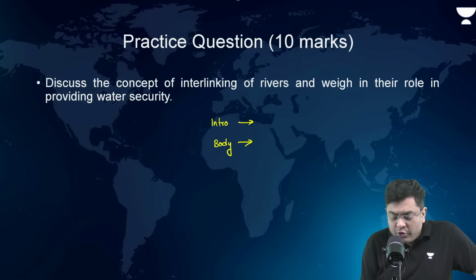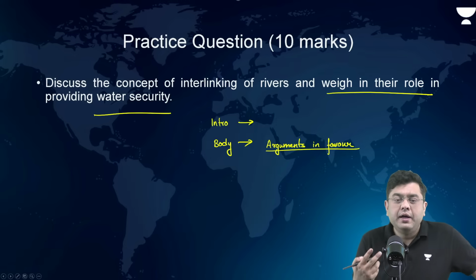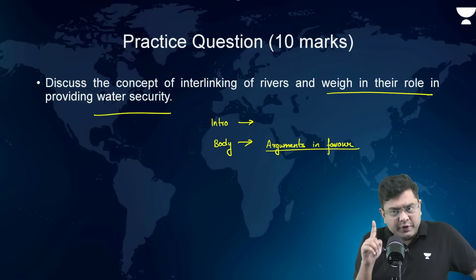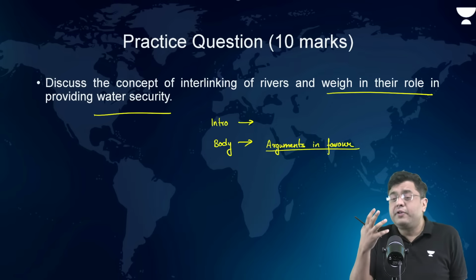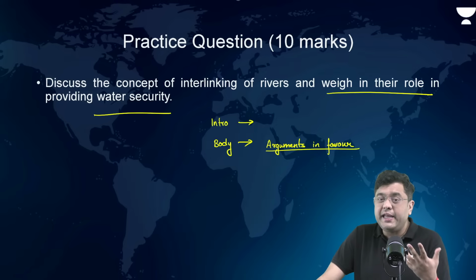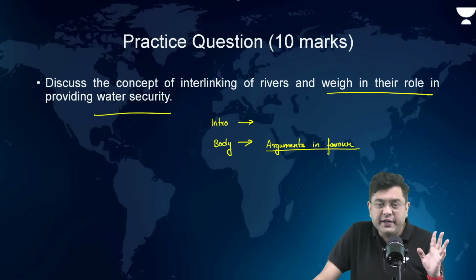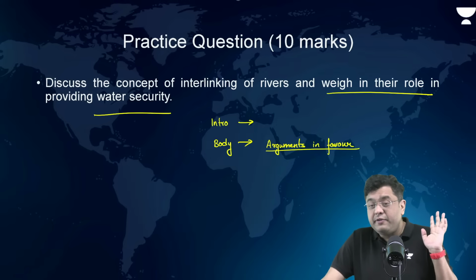Okay. Now, when you talk about the case of their role in providing water security, this is talking about arguments in favor. In favor. There, you will talk about construction of dams, barrages. You will talk about the case of the water storage structures, lift irrigation canals. You will talk about the case of the groundwater recharge, increased irrigation, increased drinking water facilities. This is what you will be talking about in detail in the arguments in favor.